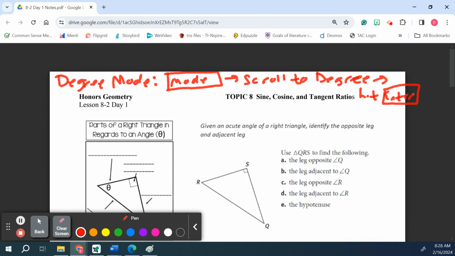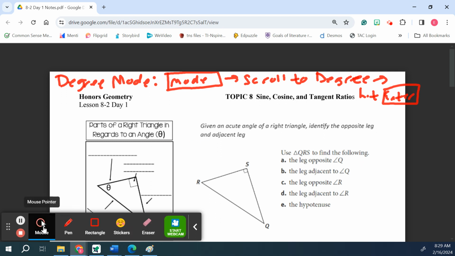Mine says normal, float, auto, real, degree, MP. Yeah, degree. That's what we're looking for. If you are in radian mode, it'll say RAD for radian. So that's how you know what mode you're in.